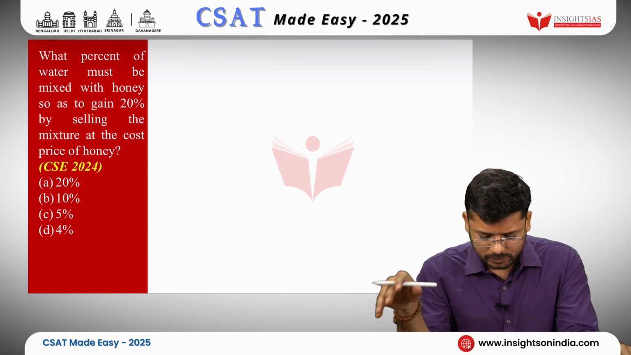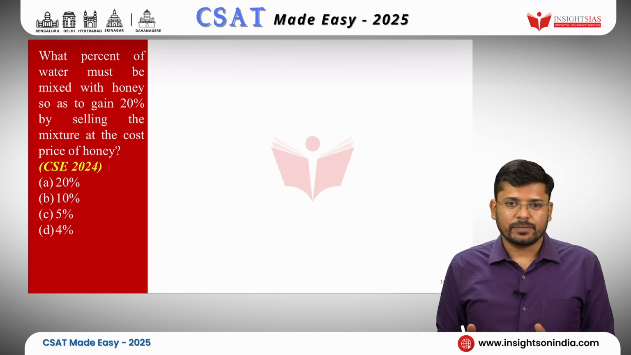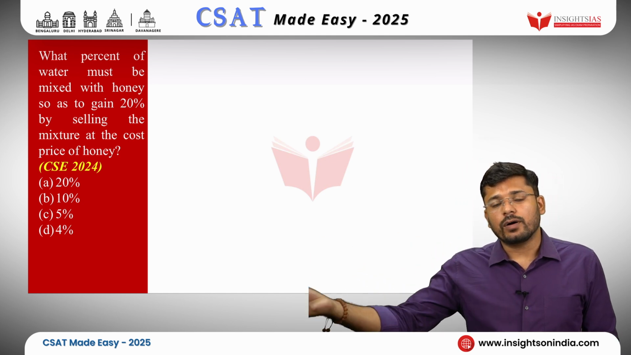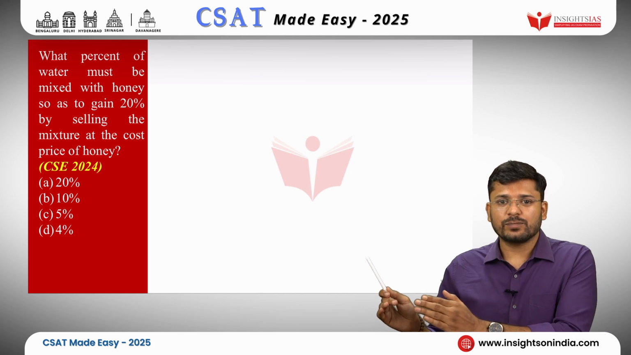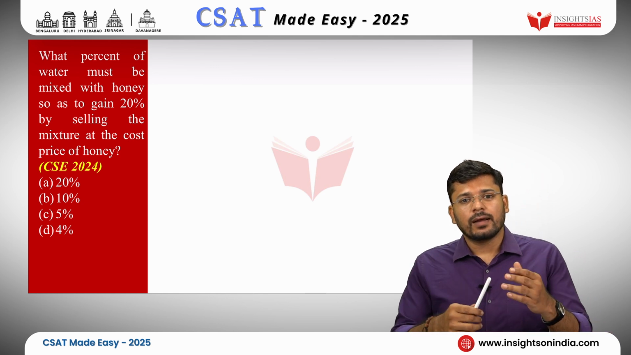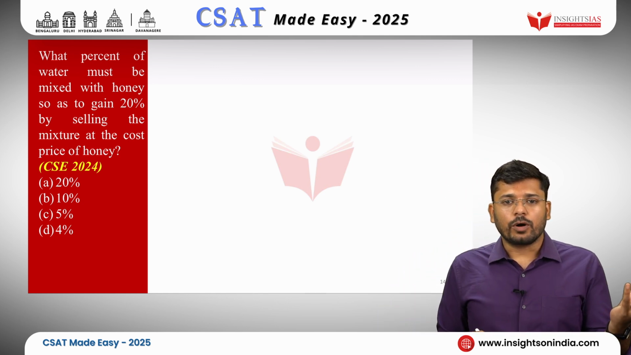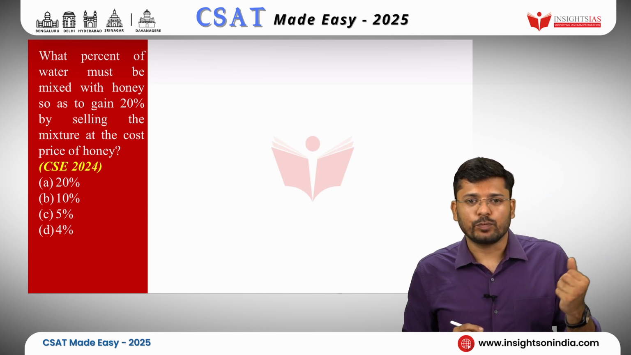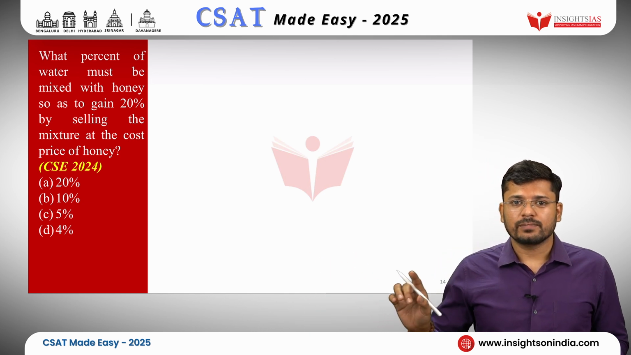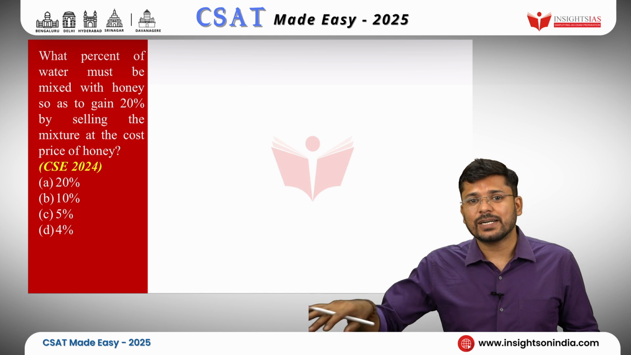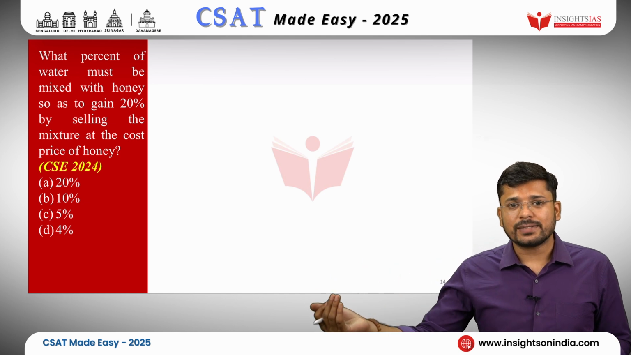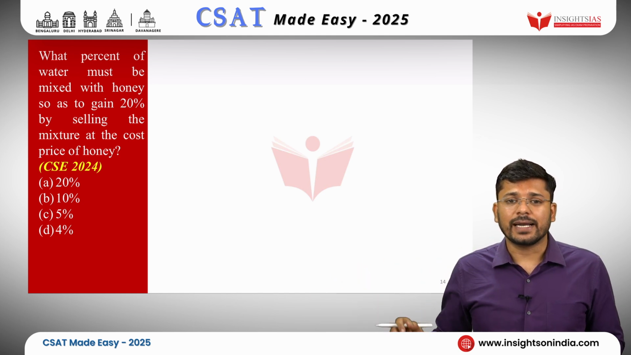Now there is one person who is buying honey, and then he is mixing honey with water, and thus his selling price per kg or per liter is the same as the price at which he bought it. For example, let's say this person bought 1 kg of honey for 100 rupees, and he will sell 1 kg for 100 rupees, but it will not be pure honey, he will mix it with water. So the quantity is increased, so even though it appears that he is selling it at its cost price, he will get a profit.